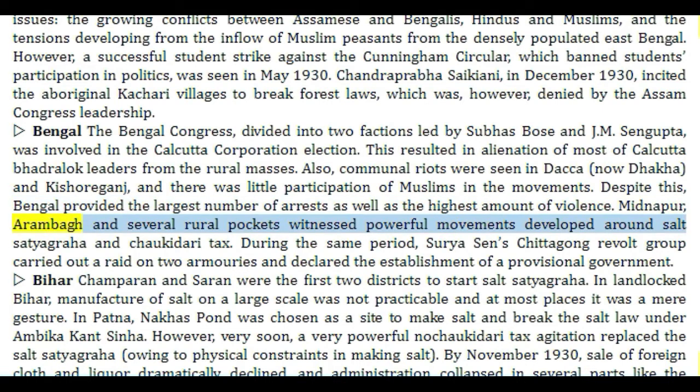Midnapur, Arambagh and several rural pockets witnessed powerful movements developed around salt satyagraha and Chowkidari tax. During the same period, Surya Sen's Chittagong revolt group carried out a raid on armories and declared the establishment of a provisional government. Bihar.